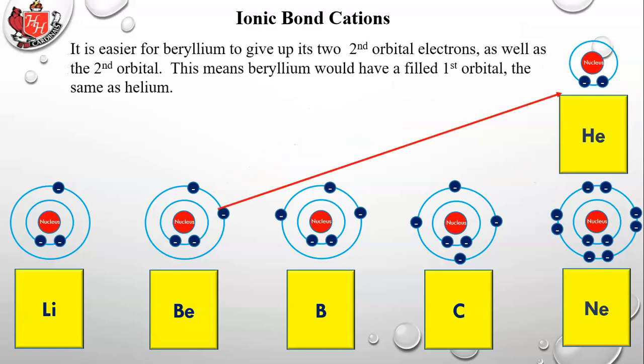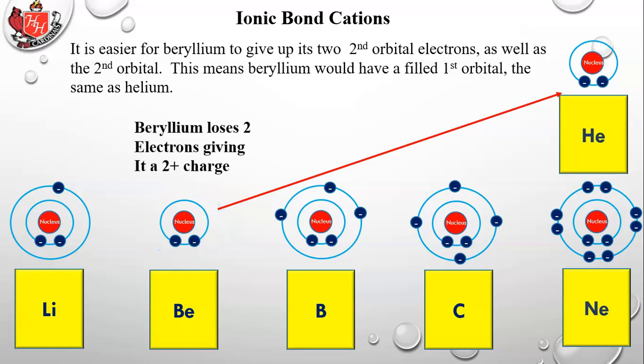Instead, it's easier for beryllium to give up its 2 second orbital electrons as well as the second orbital. This means that beryllium would fill the first orbital the same as helium. So there, it's also isoelectronic with helium. 2 electrons in the first orbital. So beryllium loses 2 electrons, giving it a 2+ charge.